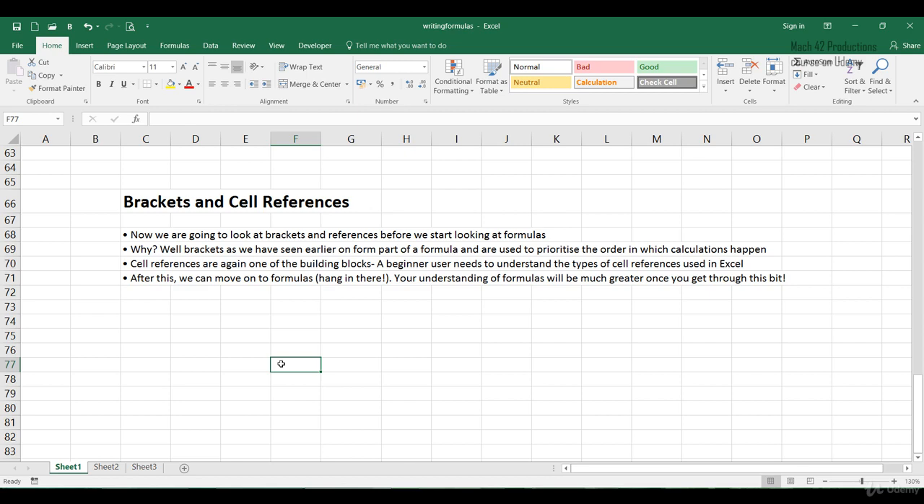Then after we've covered these two bits, brackets and cell references, we will move on to formulas. So please do hang in there, and just remember that your understanding of formulas will be much greater once you get through this bit. So on to the next lecture.